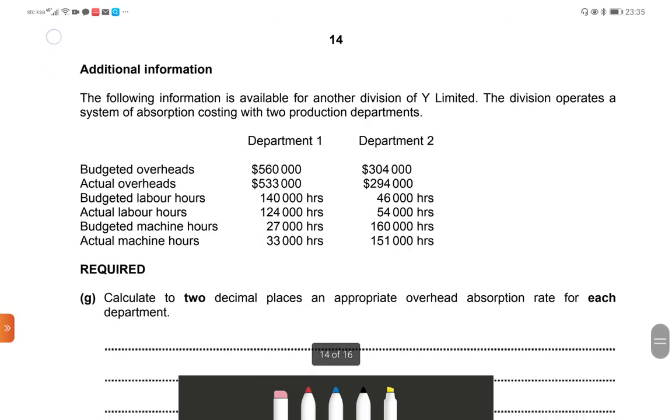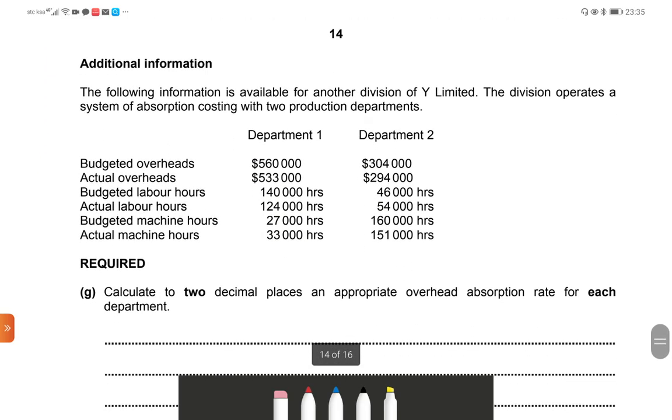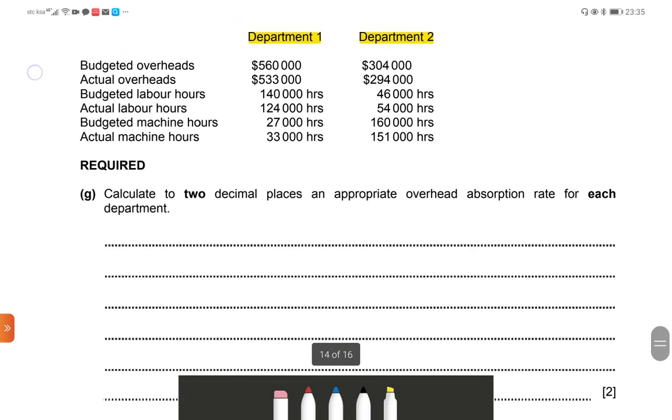Next, additional information given for department 1, department 2. Available for another division of Y Limited. They have a division that operates a system of absorption costing. The first one was marginal costing. Here they are following absorption costing. In absorption costing, we have to find the absorption rate. So, question number G. Calculate to 2 decimal places the appropriate overhead absorption rate.